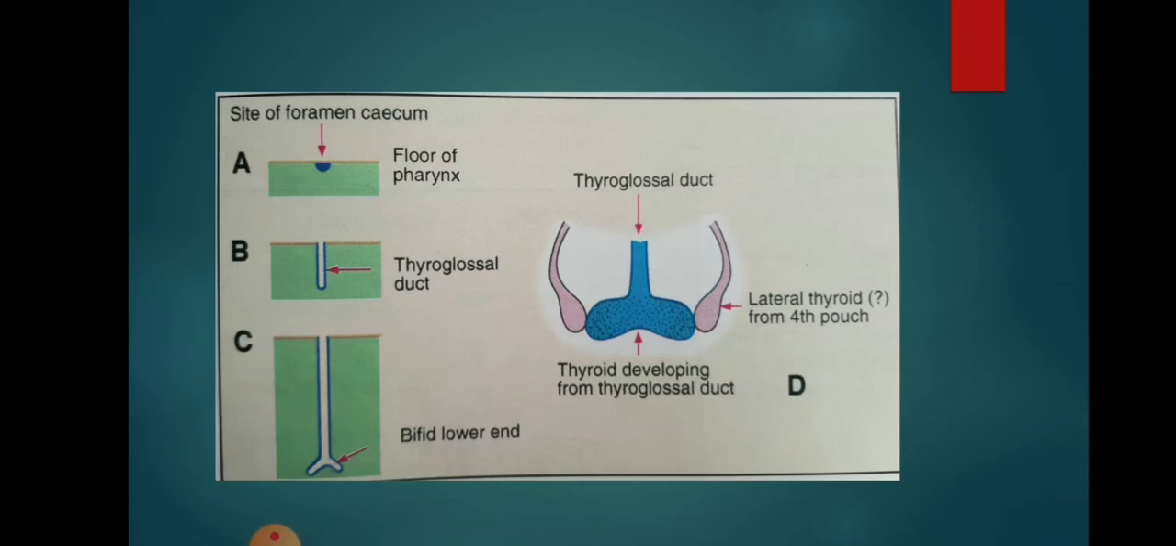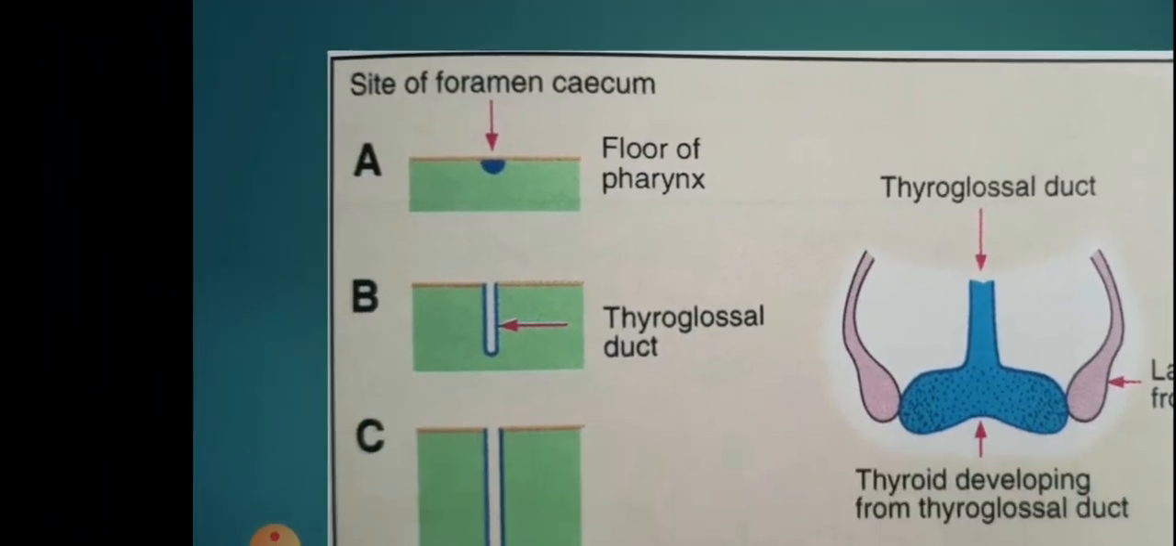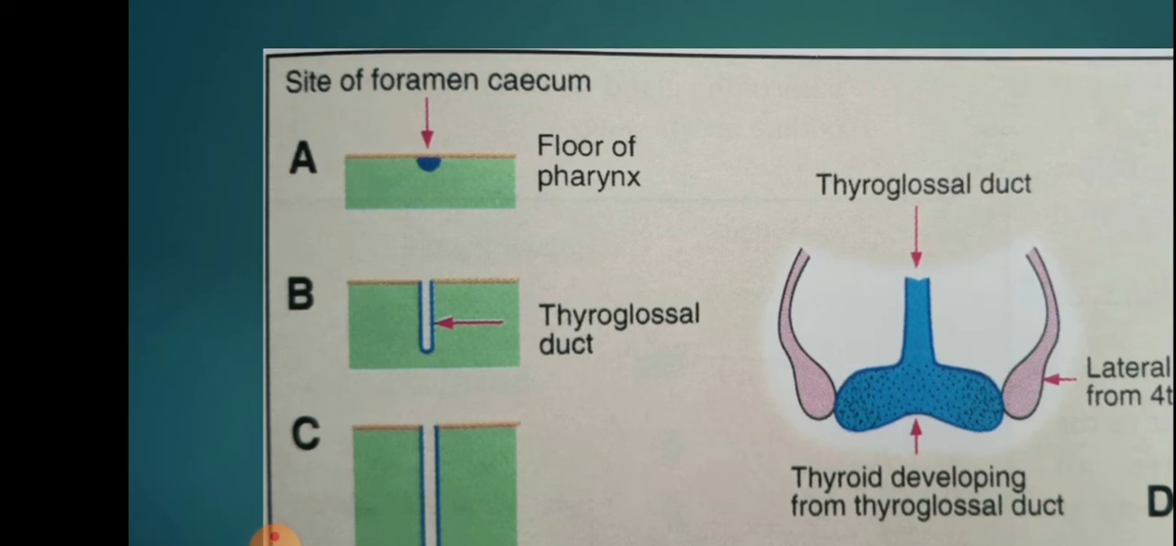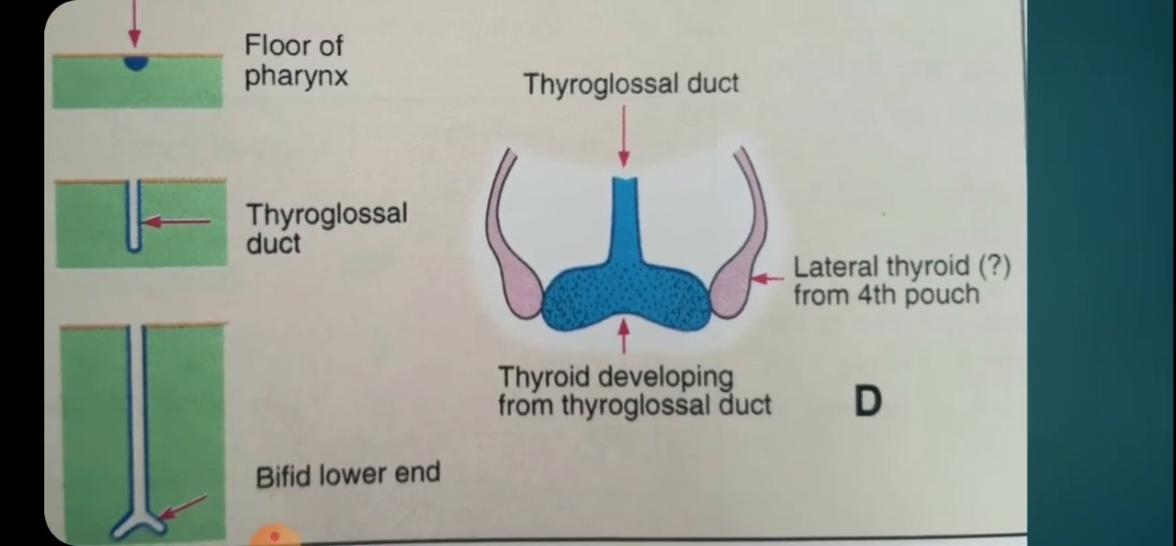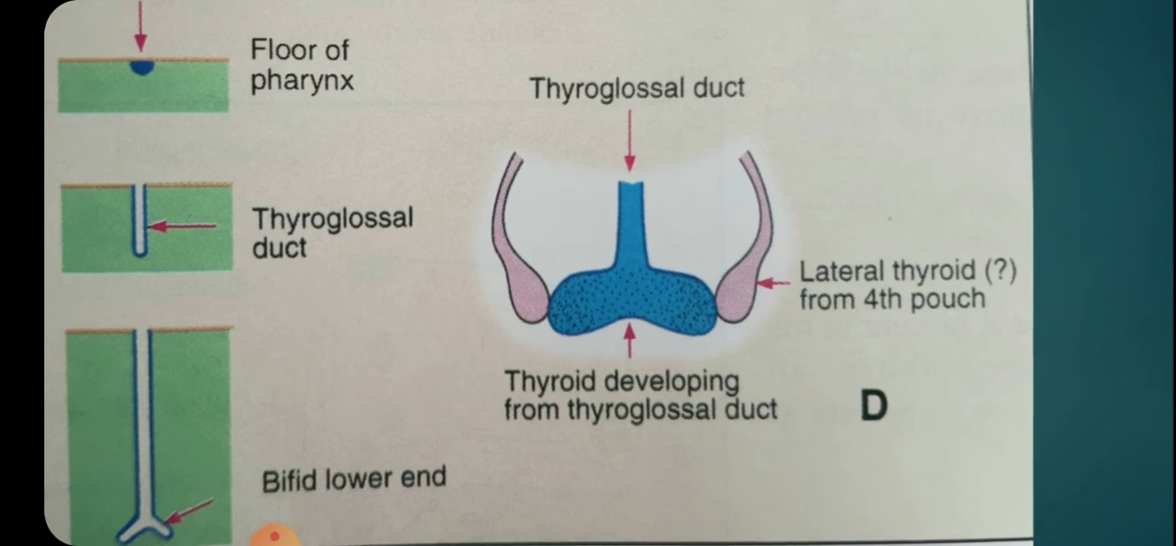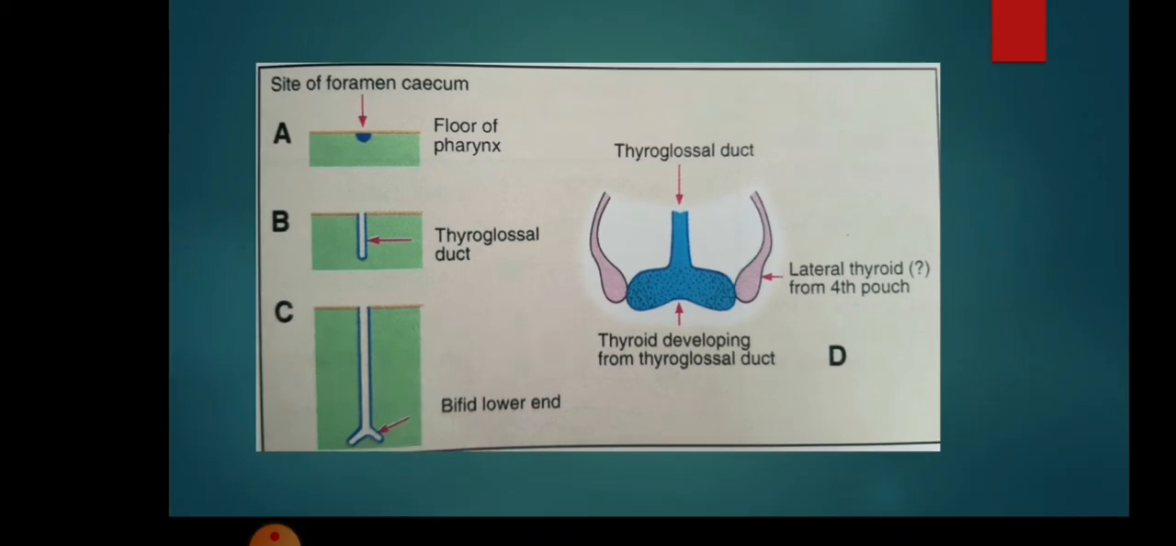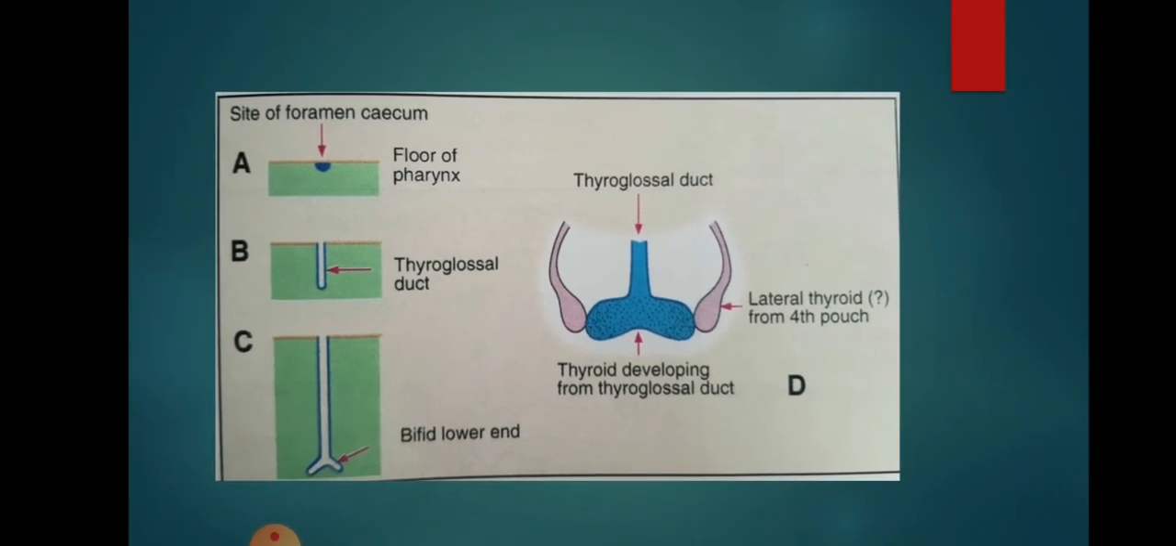So, we have already seen the thyroid gland develops from the foramen cecum, and the cells proliferate downwards to form the thyroglossal duct. Then it divides into two lobes or two diverticula, and this is going to form the isthmus and lateral lobes of the thyroid. And remember, the dorsal division of the fourth endodermal pouch also contributes to the thyroid gland. It helps in the differentiation of the thyroid cells.